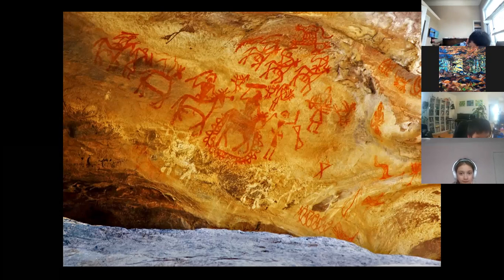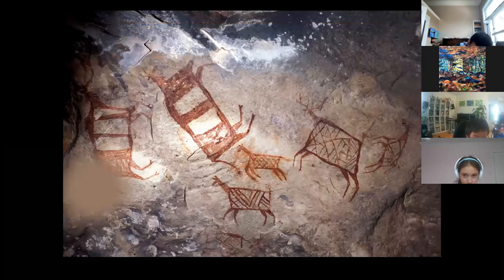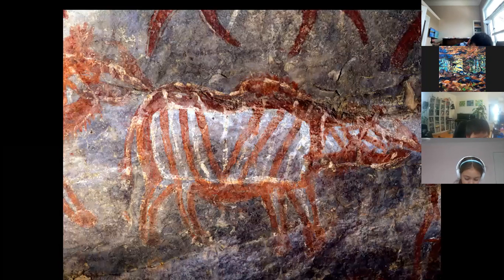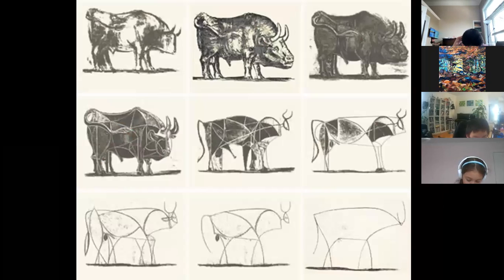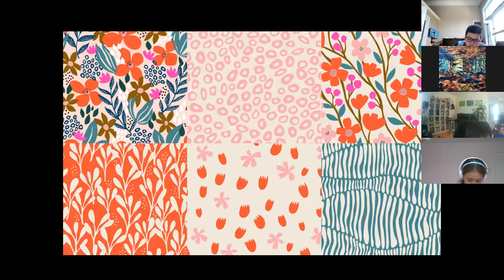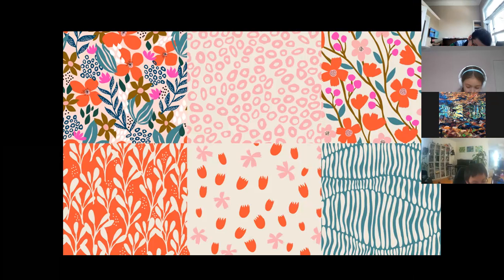Okay, I will play this screen over and over, and you will see many different kinds of animals, but all of them are of the same style, just lines. Okay, and also I will show you this Picasso's drawing so that you have an idea. Okay, I will play this over and over, and you can take them all as a reference.